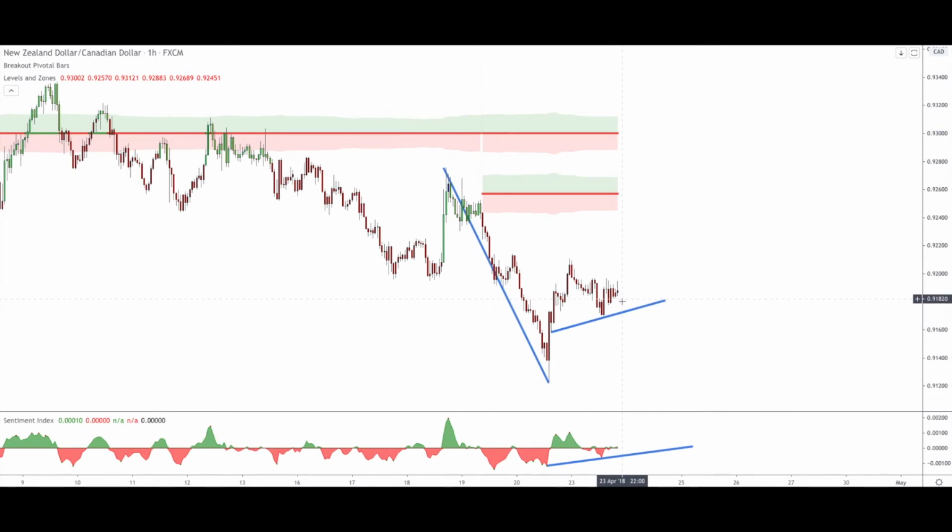So if we get a red candle breaking down here, and the sentiment index breaking down as well at the same time, then we have a setup. Let's wait and see what happens.